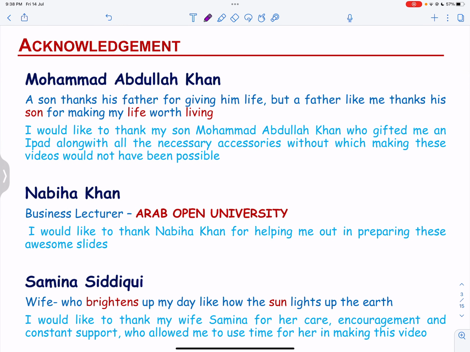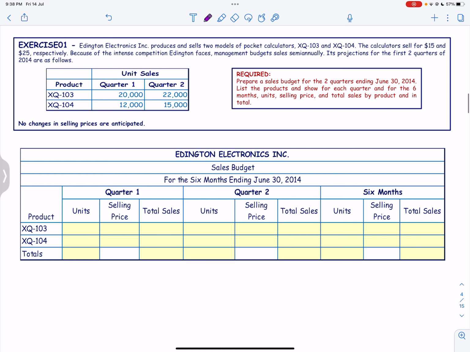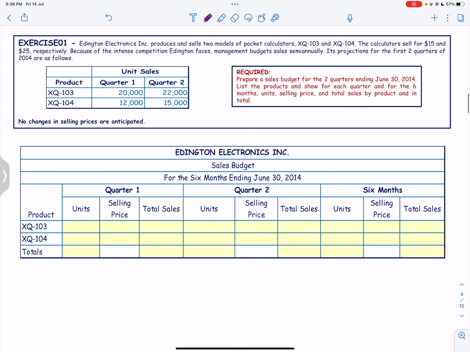So let us start with solving an exercise on how to prepare a sales budget. Eddington Electronic Incorporation produces and sells two models of pocket calculators. These are the two models. The calculators sell for $15 and $25 respectively. Because of the intense competition, Eddington's management budgets sales semi-annually. Its projections for the first two quarters of 2014 are as follows.